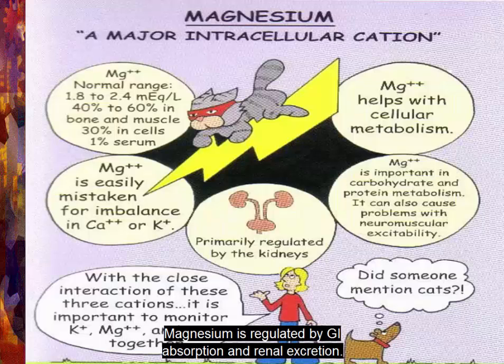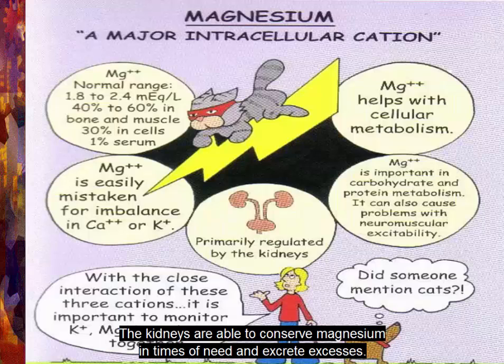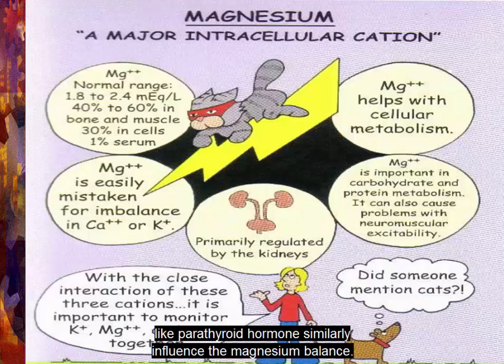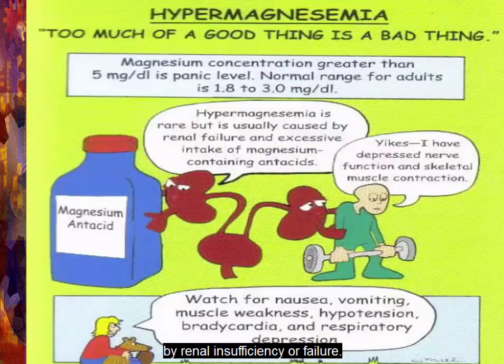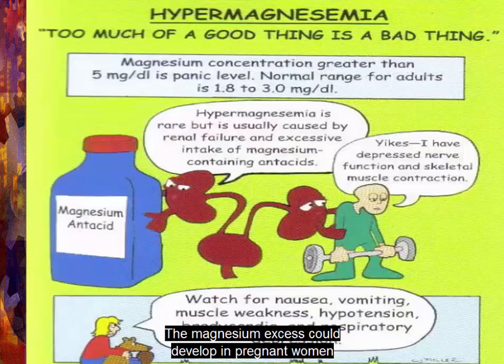Magnesium is regulated by GI absorption and renal excretion. The kidneys are able to conserve magnesium in times of need and excrete excesses. Factors that regulate calcium balance, like parathyroid hormone, similarly influence the magnesium balance. High magnesium usually occurs only with an increase in magnesium intake accompanied by renal insufficiency or failure. A patient with chronic kidney disease who ingests products containing magnesium, like Maalox or milk of magnesia, will have a problem with excess magnesium. The magnesium excess could develop in pregnant women who receive mag sulfate for the management of eclampsia.